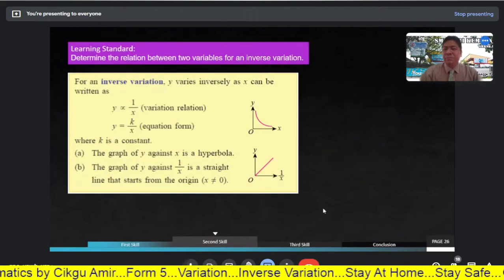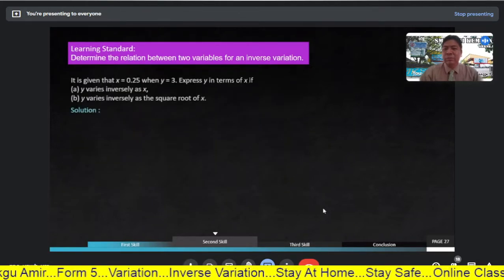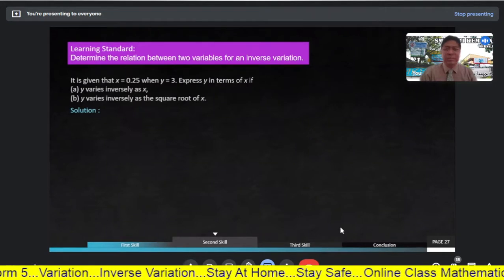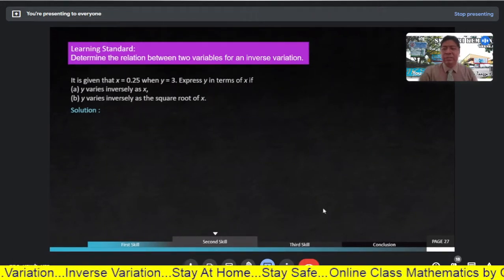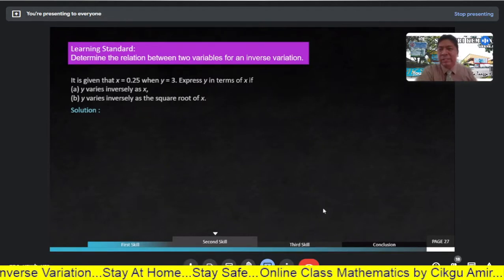Okay, this is done. We move to the example. Maybe it is not so clear, but after the example, you will understand this more clearly.